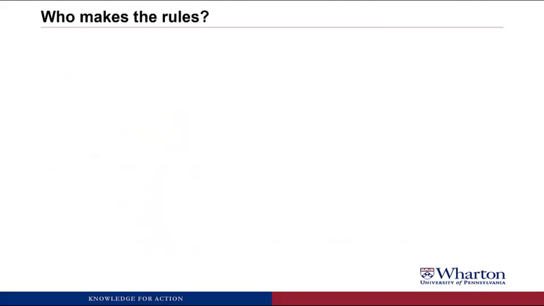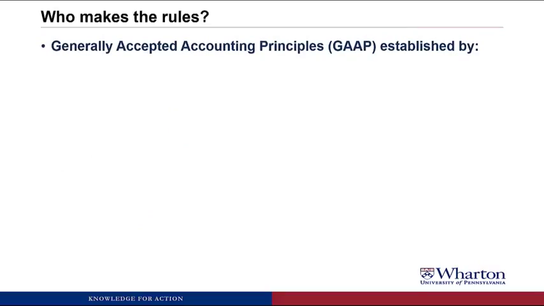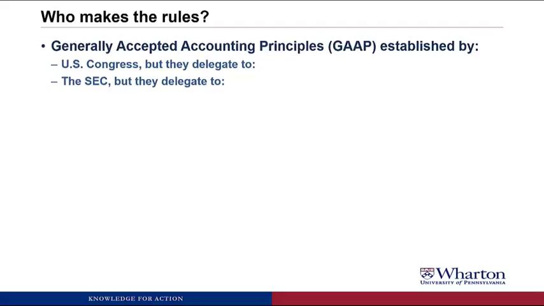So who makes the rules? Generally accepted accounting principles, or GAAP, are established by the U.S. Congress. But they're usually too busy trying to do things like investigating steroids in baseball or figuring out whether they should shut down the U.S. government again, that they don't have time to do accounting standards. So they delegate to the Securities and Exchange Commission. But they're often too busy trying to catch the bad guys, so they don't have time to make the rules. So they delegate to the Financial Accounting Standards Board, or FASB, which is a 7-person board in Norwalk, Connecticut, that has the authority to make accounting rules in the U.S.